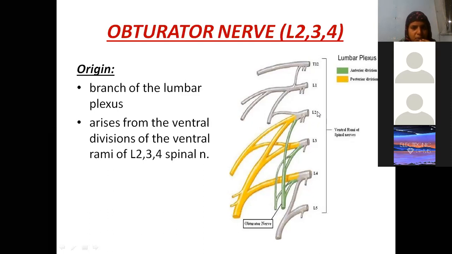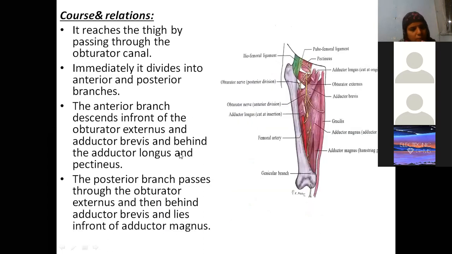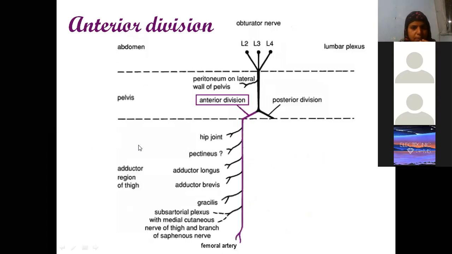Of which root value? L2, L3 and L4. Same thing is written: L2, L3, L4 spinal nerves, ventral rami. From the ventral divisions, they join to form the obturator nerve. Before you read so much text, you can just check this picture, it becomes easy. L2, L3, L4 from the lumbar plexus have joined to form the obturator nerve. Now this obturator nerve divides into an anterior division and a posterior division.